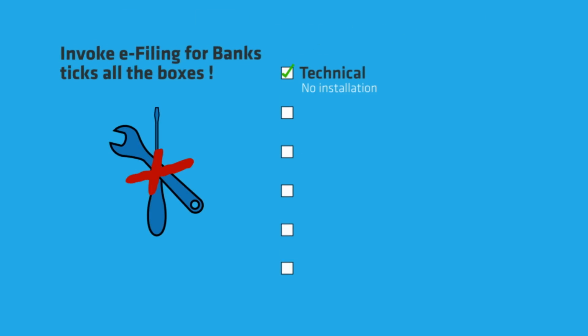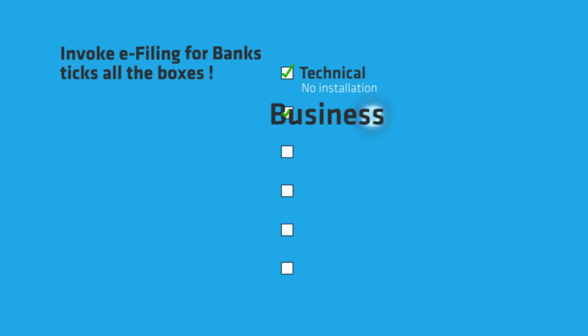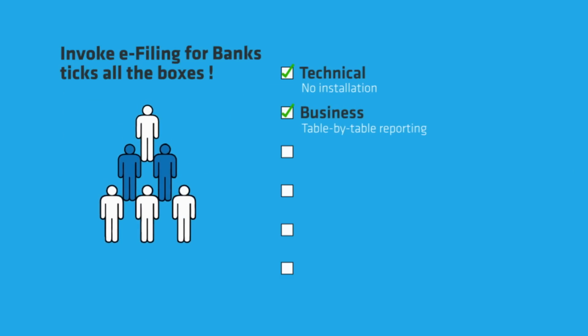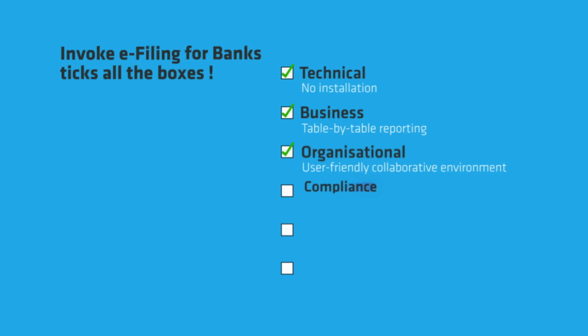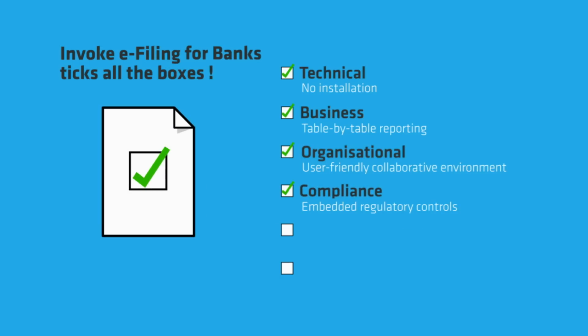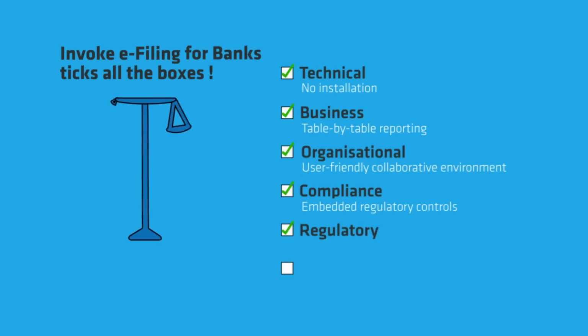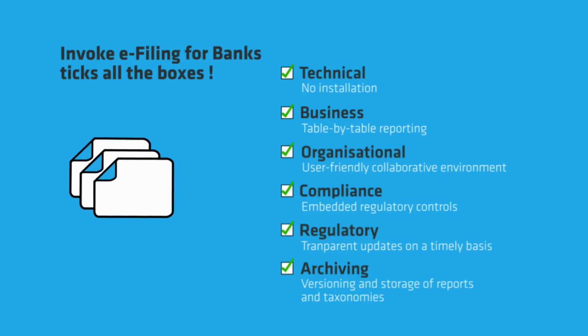Technical: no prerequisites, no installation. Business: the various business user profiles can work concurrently on a table-by-table basis. Organizational: the user-friendly collaborative working environment adapts to your internal organization. Compliance: a full set of regulatory controls are embedded. Regulatory: Invoke domain experts ensure that all regulatory updates are applied so that your portal is fully regulator compliant at all times. Archiving: all iterations of reports are stored with the corresponding taxonomy versions. They can be viewed online, on demand.